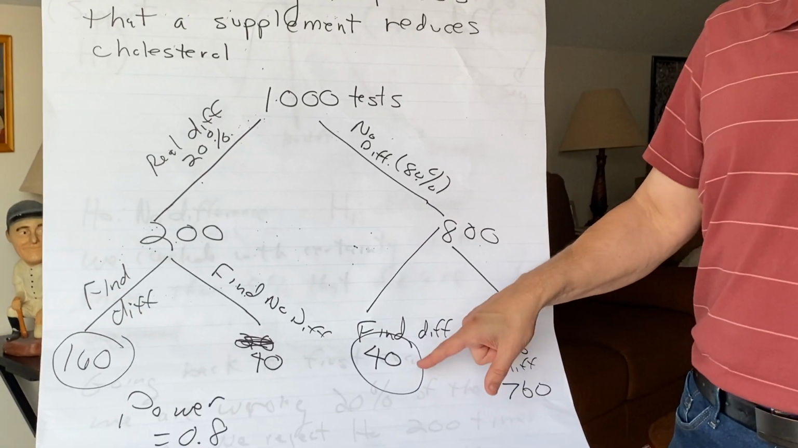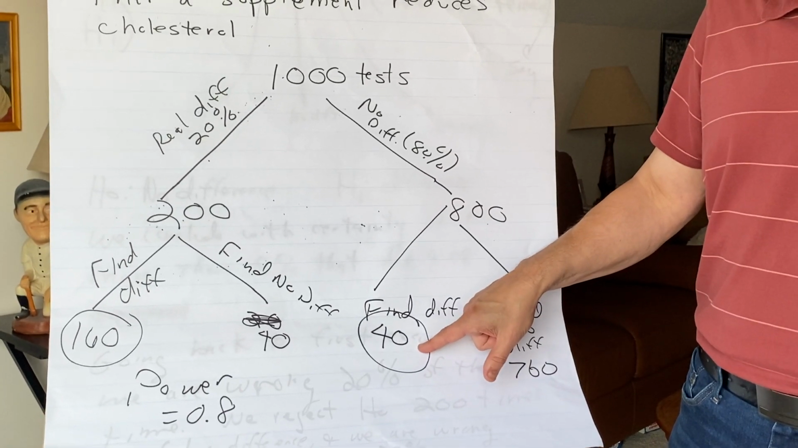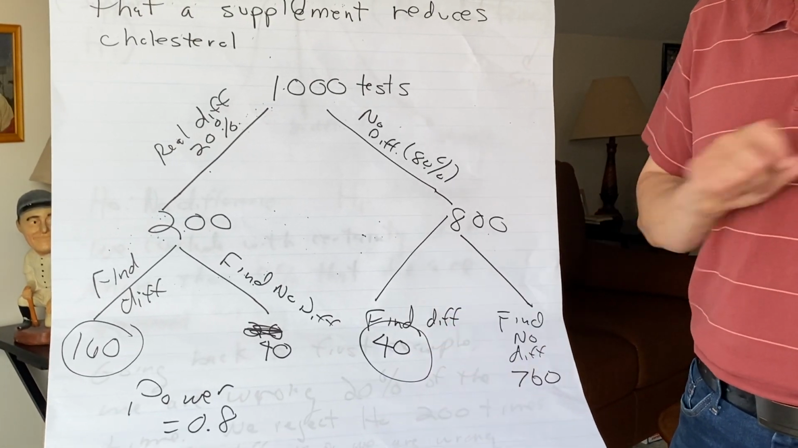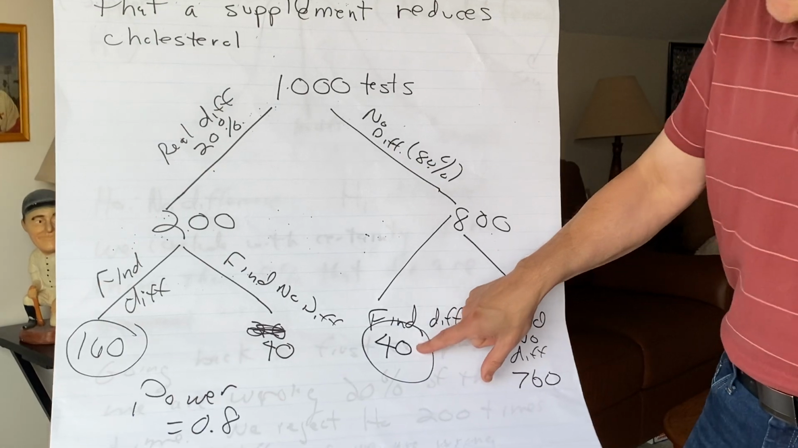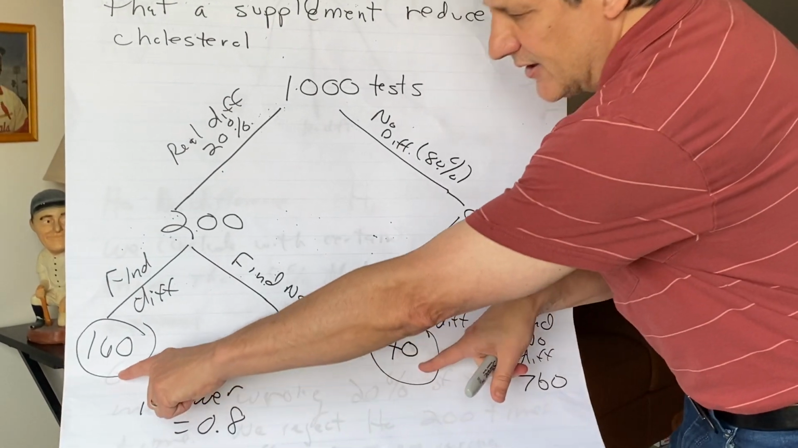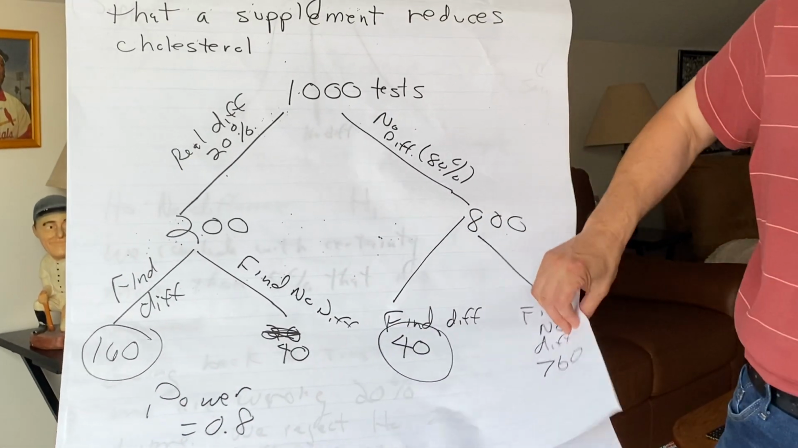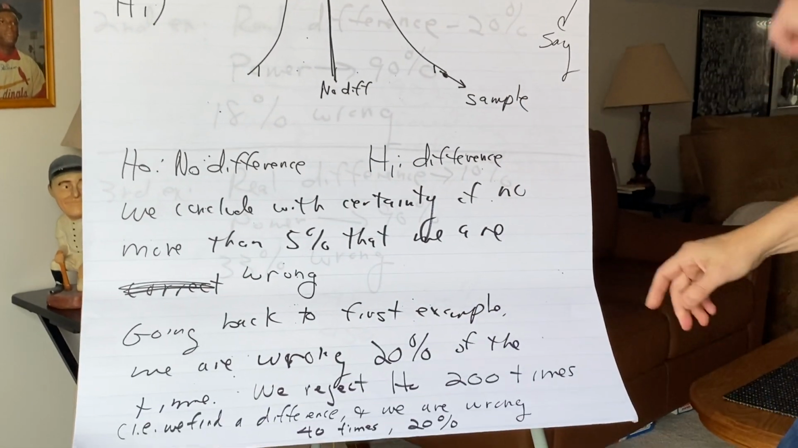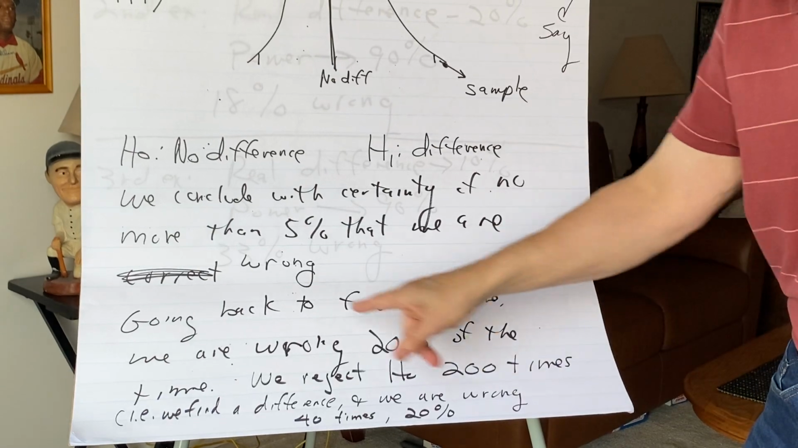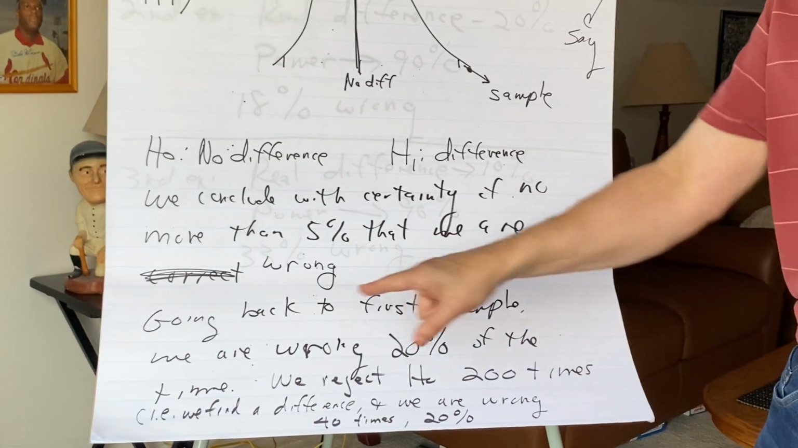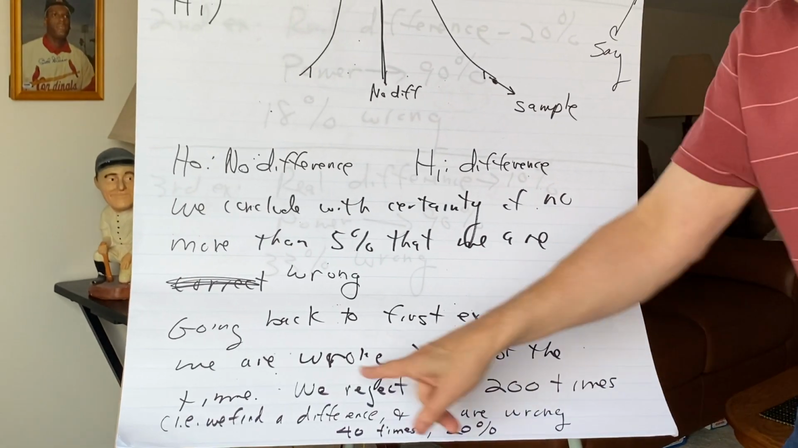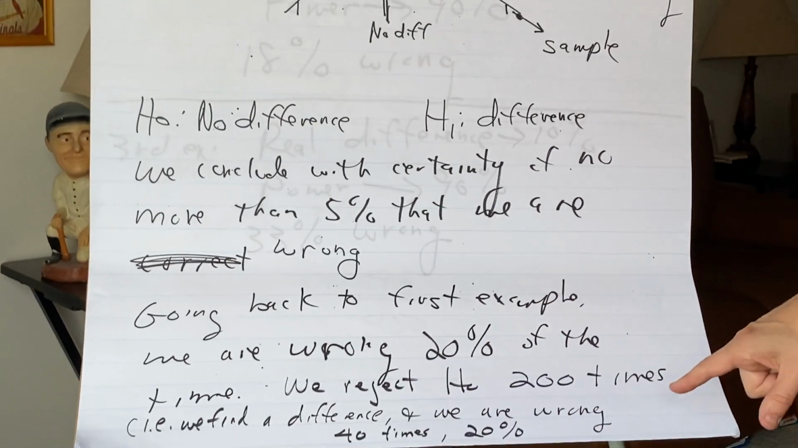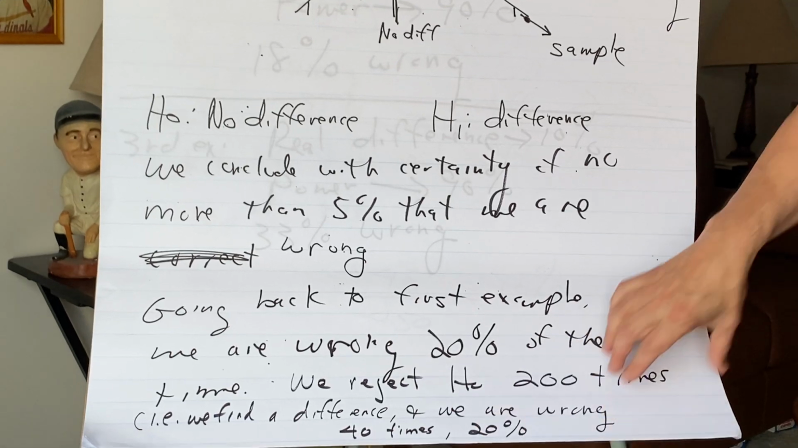So what is the probability of a type 1 error in this case? It's not 5%. It is actually 20%. It's 40 out of the sum of this, which is 200. 40 divided by 200 is 20%. Okay, and this I have written at the bottom here. So going back to the first example, we are wrong 20% of the time. We reject H0 200 times. We find a difference that we are wrong, as we said, 40 times.